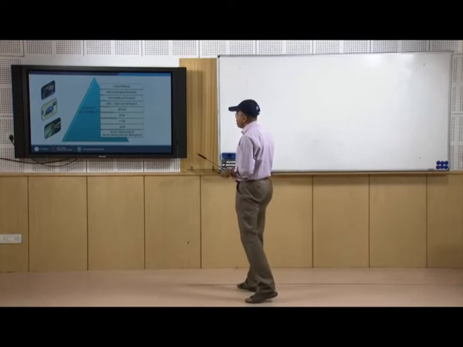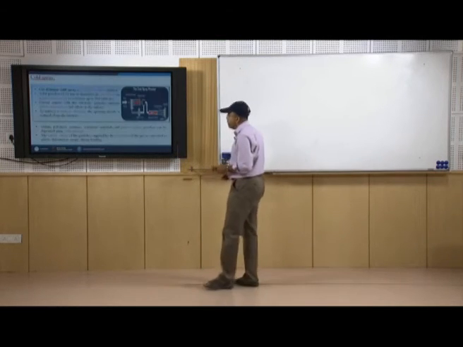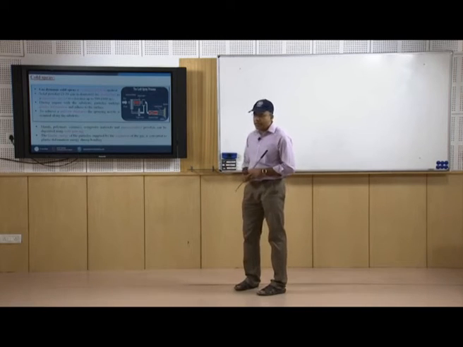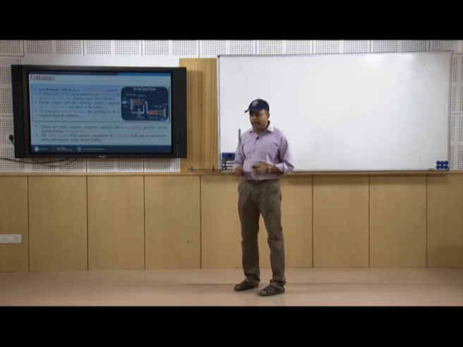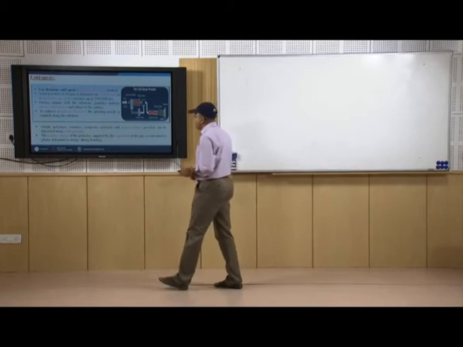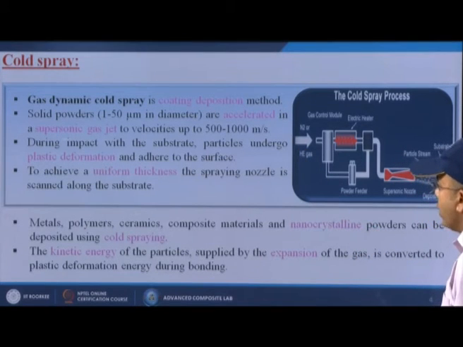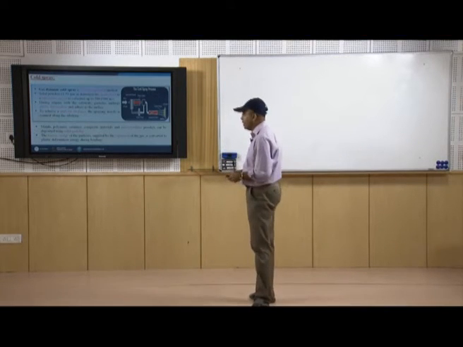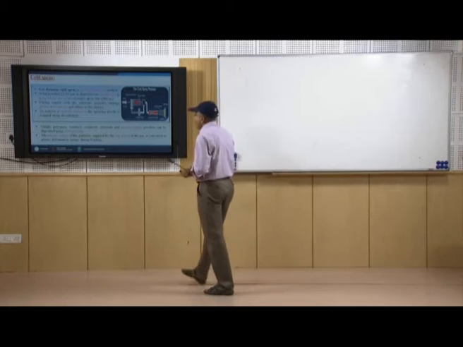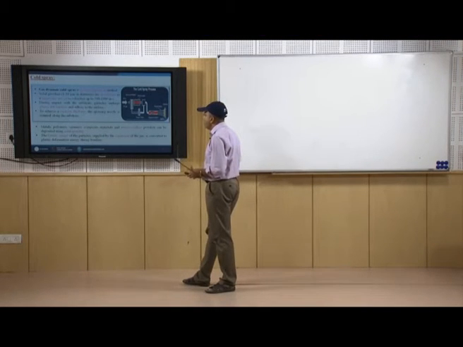Now in our subsequent slides we are going to discuss the cold spray technique. Before we start, we have to know what the technique means. Gas dynamic cold spray is a coating deposition method. Solid powders, generally 1 to 50 micrometers, that is, whatever materials we are going to coat in the micrometer range, are accelerated in a supersonic gas jet to velocities of up to 500 to 1000 meters per second.